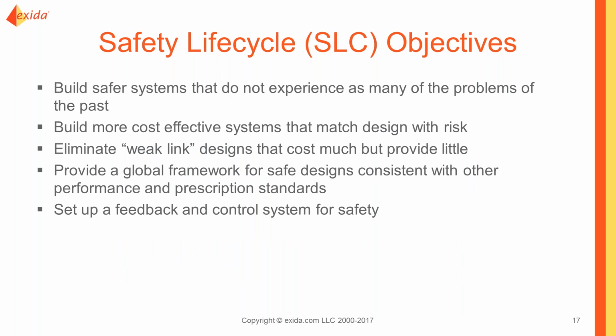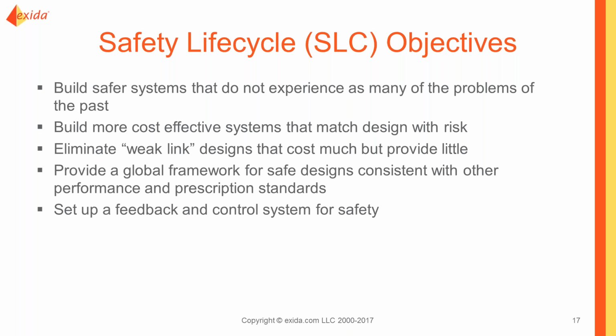So we talked about risk, and now we're going to take a look at a safety life cycle and the purpose of a life cycle. The purpose of the safety life cycle is to build safer systems, eliminate repeating mistakes of the past, make the systems more cost effective, and align the cost or reliability of the system with the risk it's mitigating. For example, you wouldn't want to put a very reliable system on a low risk application and then not put any system on a high risk application. We want to eliminate weak links in the design, so we want to take things out of the design that aren't really adding anything to increase the safety.